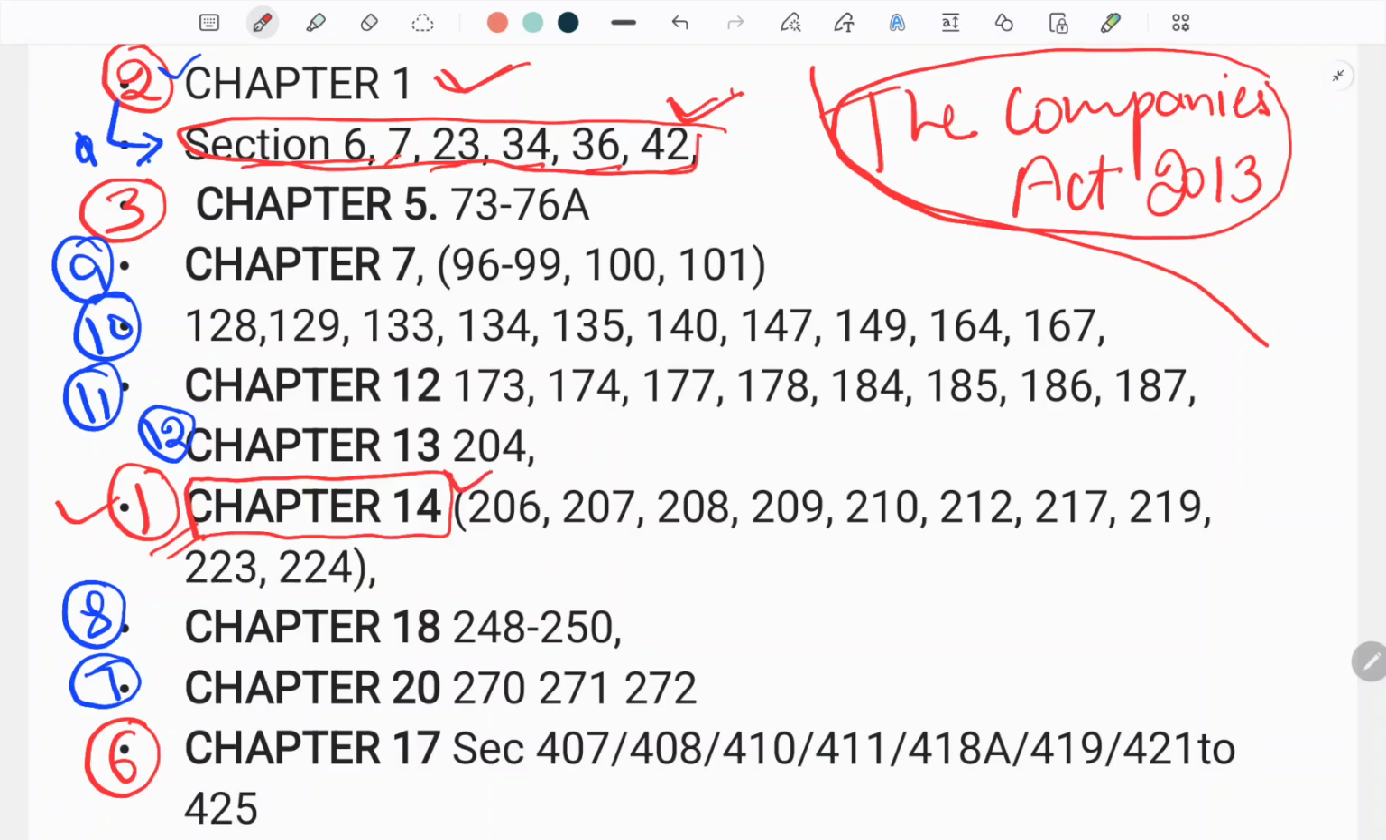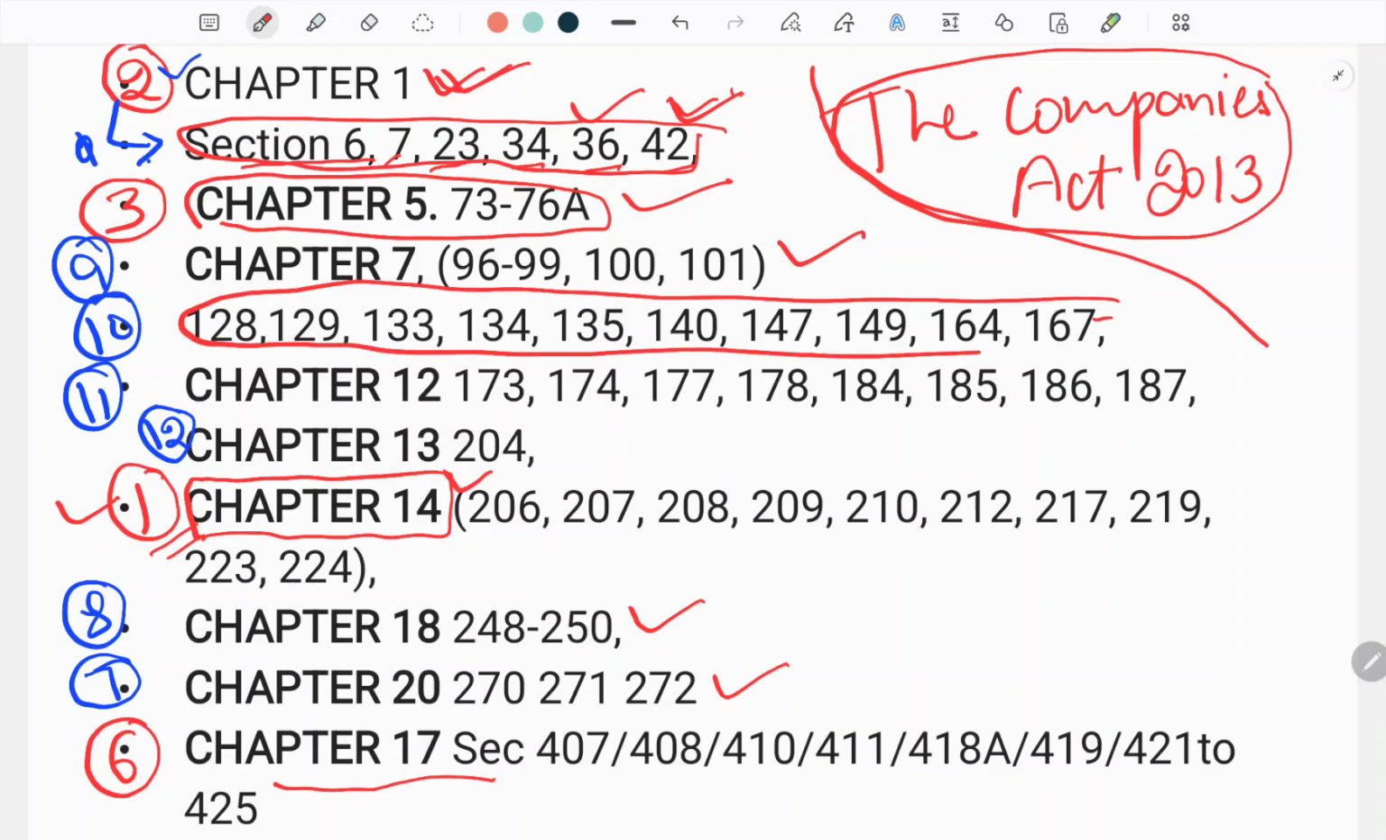Firstly, we have to do chapter 14. Thereafter, we have to do chapter 1, including the definition clauses and these sections. Thereafter, chapter 5 has to be done. Thereafter, chapter 17. Thereafter, chapter 20. Thereafter, chapter 18. Thereafter, chapter 7. Thereafter, these sections have to be completed. Thereafter, chapter 12 has to be completed.